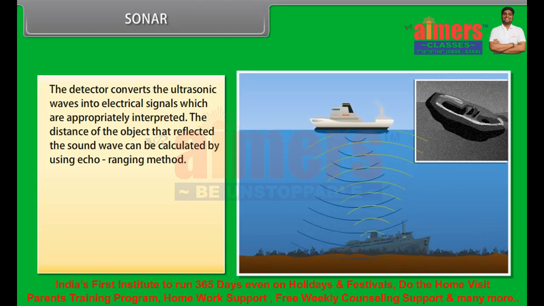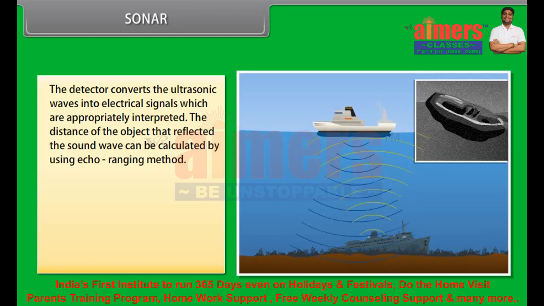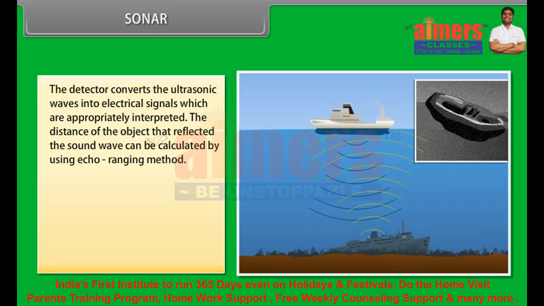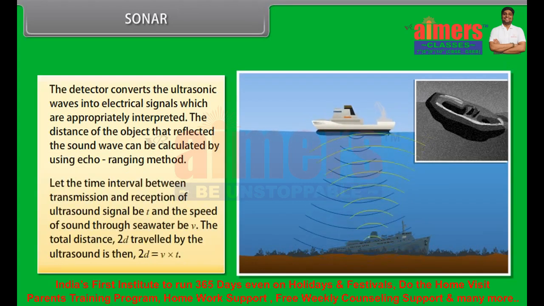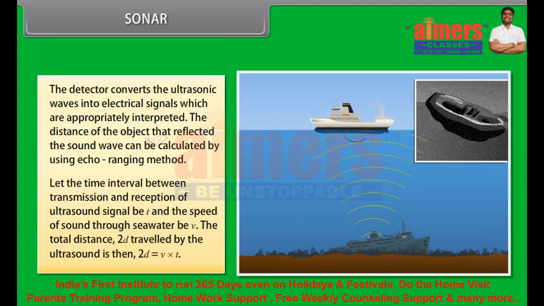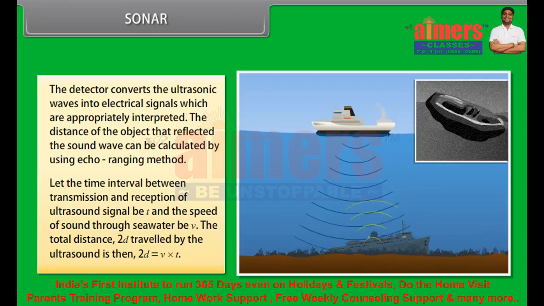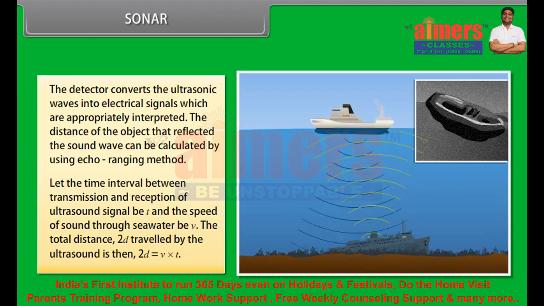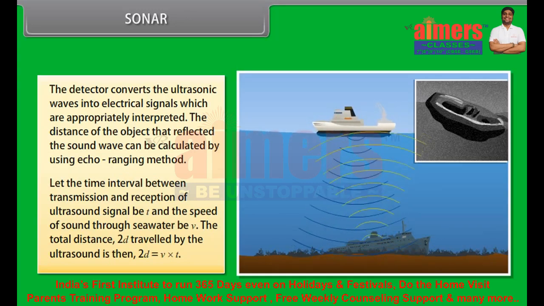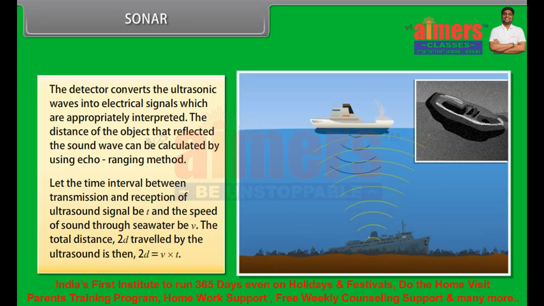The distance of the object that reflected the sound wave can be calculated by using echo ranging method. Let the time interval between transmission and reception of ultrasound signal be t and the speed of sound through seawater be v. The total distance 2d travelled by the ultrasound is then 2d = v × t. This is the echo ranging method.